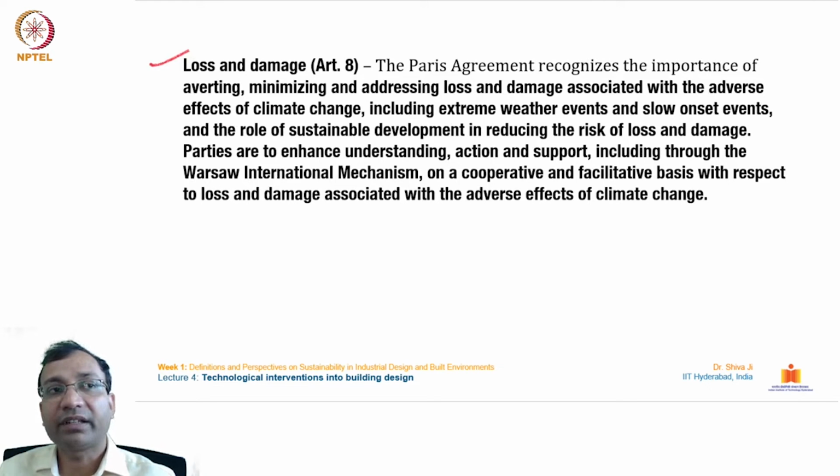Loss and damage, Article 8. The Paris Agreement recognizes the importance of averting, minimizing, and addressing loss and damage associated with the adverse effects of climate change, including extreme weather events and slow onset events, and the role of sustainable development in reducing the risk of loss and damage. Parties are to enhance understanding, action, and support, including through the Warsaw International Mechanism, on a cooperative and facilitative basis with respect to loss and damage associated with the adverse effects of climate change.